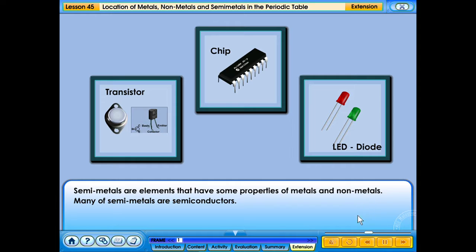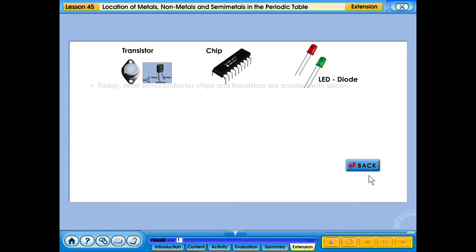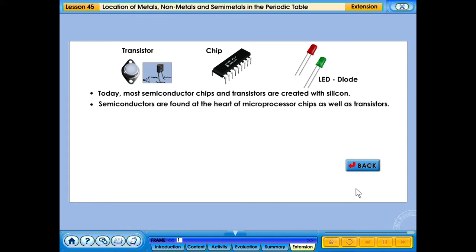What are the uses of semiconductors? Click the Info button to learn more about the uses of semiconductor. Today, most semiconductor chips and transistors are created with silicon. Semiconductors are found at the heart of microprocessor chips as well as transistors. Anything that's computerized or uses radio waves depends on semiconductors.